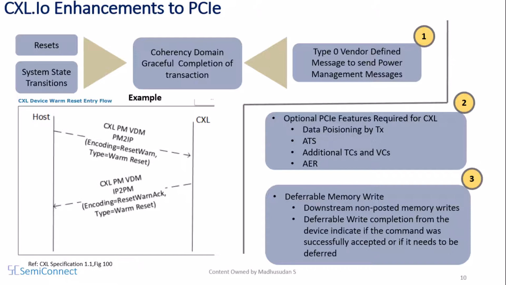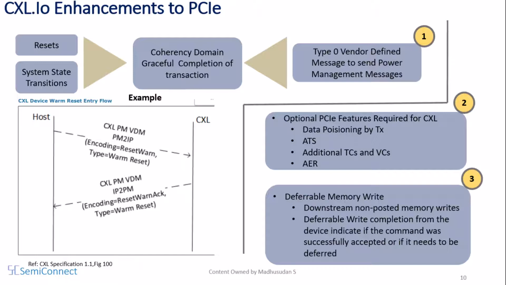And some of the optional PCIe features which are required for CXL are data poisoning at the TLP level, address translation, and traffic classes. TC0 is mandatory, and you could implement other traffic classes in order to get a better quality of service, and advanced error reporting is also to be implemented, right?